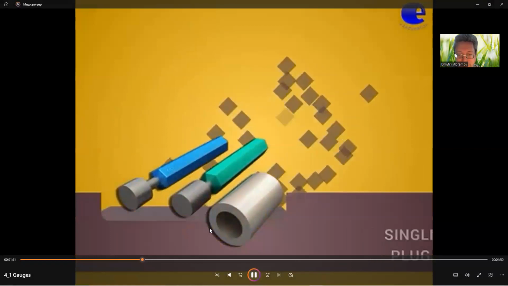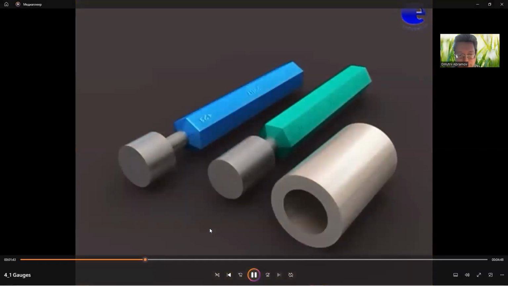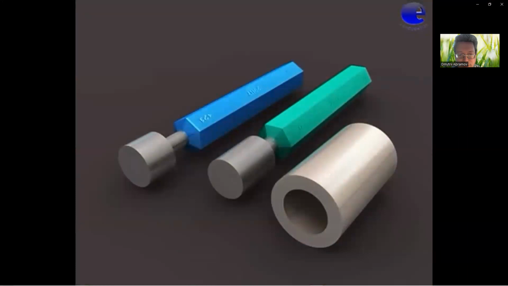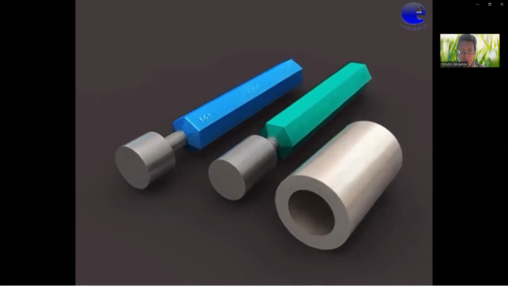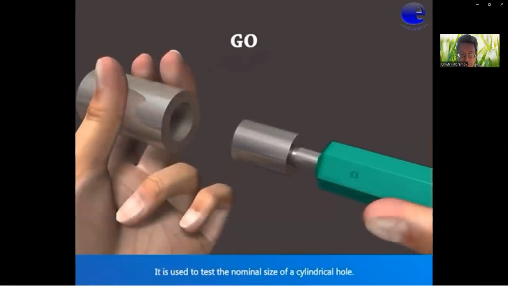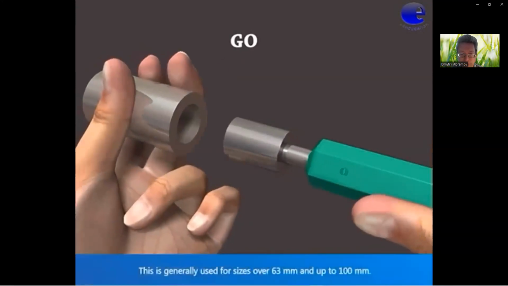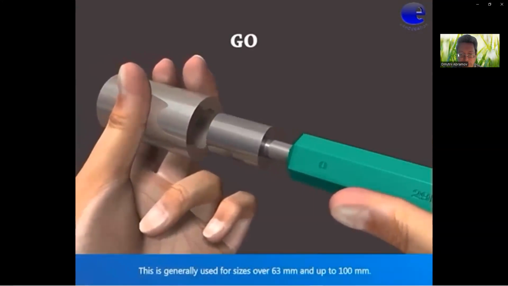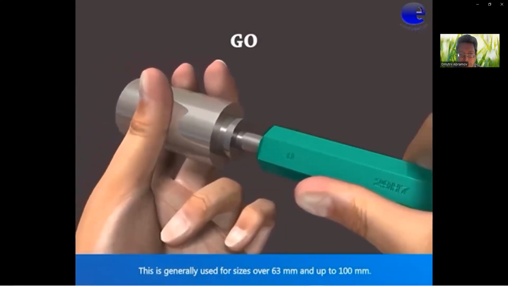Single-ended plug gauge. In this video, we are going to see the single-ended plug gauge. It's a plug gauge again, but single-ended, with separate go and no-go plug gauges. The same procedure. It is used to test the nominal size of a cylindrical hole. This gauge is generally used for sizes over 63 millimeters and up to 100 millimeters.